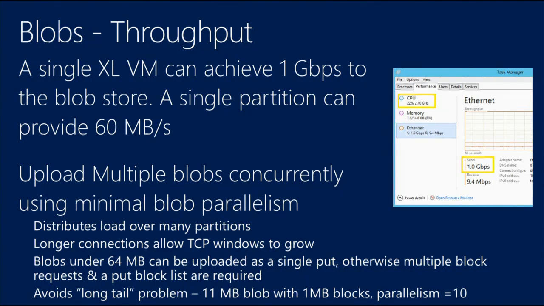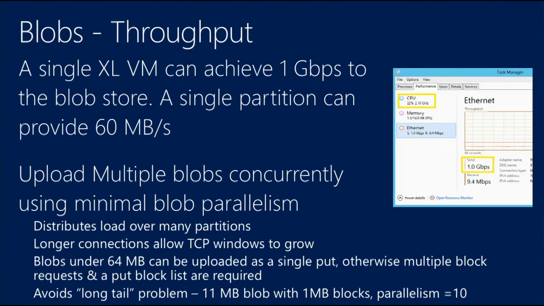So assuming you have an 11 megabyte blob with parallelism set to 10 and 1 megabyte blocks, all things being equal, the first 10 blocks will complete roughly at the same time. And then you'll have to wait for that single 1 megabyte block put and a put block list before you move on. So we're going to look at comparing for throughput.